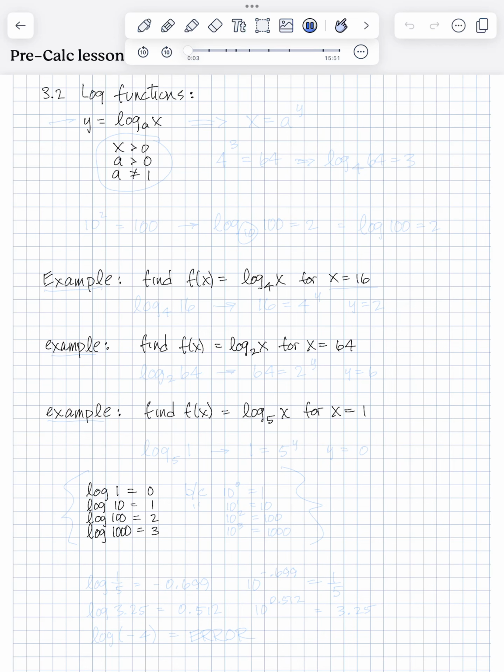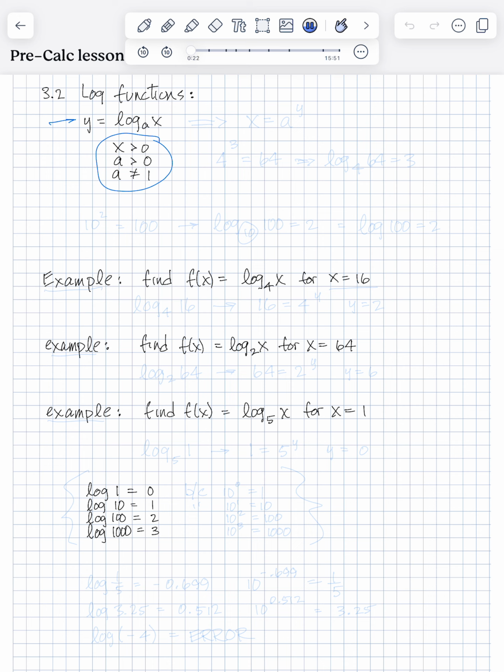Lesson 3.2 is on log functions. So here's our typical log function: y is equal to log base a of x. And these conditions apply. x has to be greater than 0, a has to be greater than 0, and a can't be equal to 1.